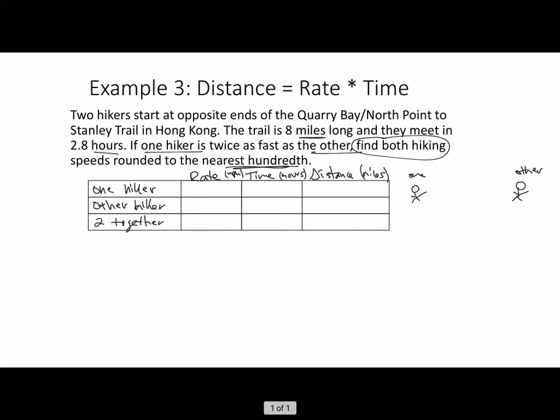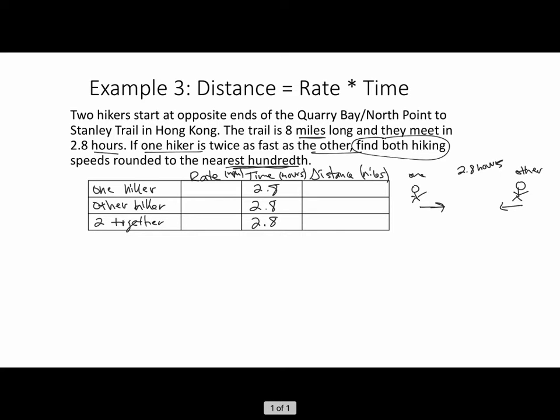They're starting at the opposite ends of the trail, and they're both going towards each other, right? They're going to meet somewhere. They're going to meet after 2 and 8 tenths hours. So that is the total time that they've been hiking together. Would that time be different for one or the other? No, they start at the same time, they meet at the same time, so the time is the same for them no matter what. 2 and 8 tenths, or 2.8.